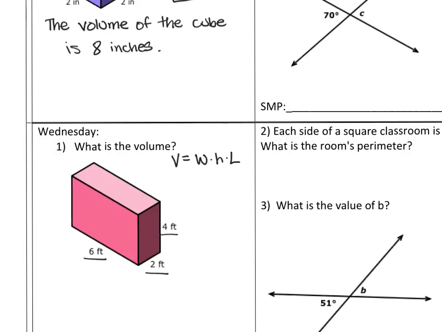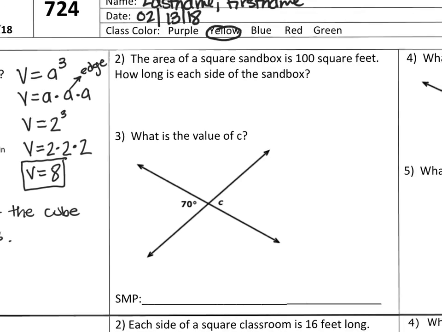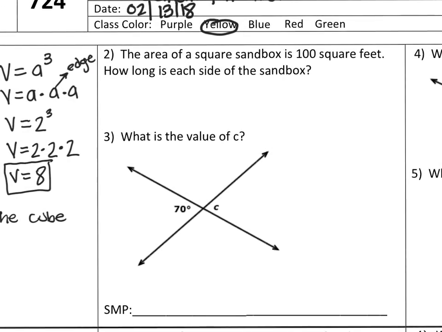Same for Thursday and Friday. If you look at Thursday and Friday, you're going to have a right rectangular prism, and you're just going to multiply the width, the height, and the length, and that is going to be the amount of volume for that right rectangular prism. Now let's move on to Tuesday number 2.